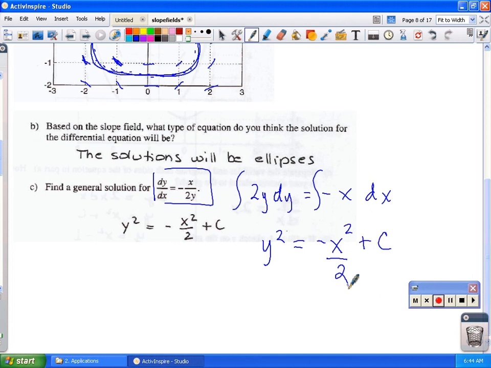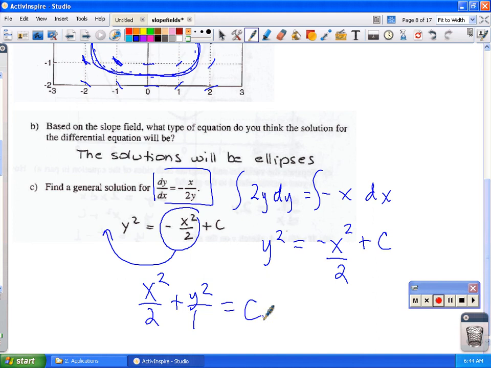Now you may be wondering, how is that an ellipse? Well, if you think back to Algebra 2 or Pre-Cal, wherever you dealt with this, if we move this to the other side, you would get x squared over 2 plus y squared, technically over 1, equal to c. And the standard form of an equation of an ellipse, at least one that's centered at 0, would be x squared over a squared plus y squared over b squared equal to 1. That would be the standard form of an ellipse. So this really is the equation of an ellipse.